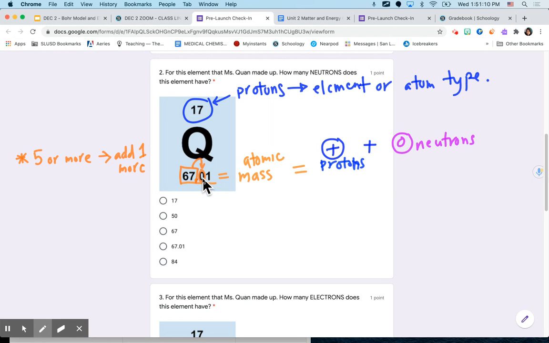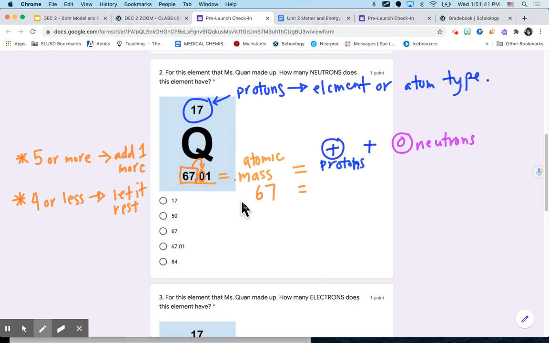But in this case, I have a 0. It is not 5 or more. It is 4 or less. So if it is 4 or less, you're going to let it rest. Meaning if this number that I circled here is 4, 3, 2, 1, or 0, I'm not going to change this number. The mass is still going to be 67.